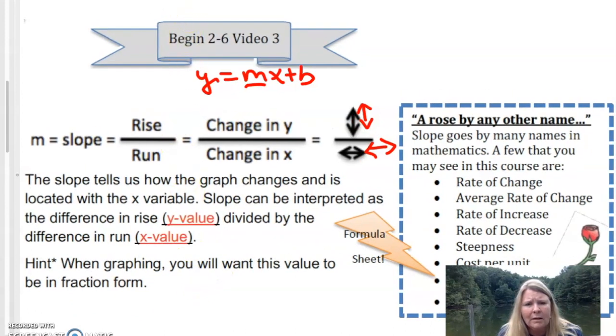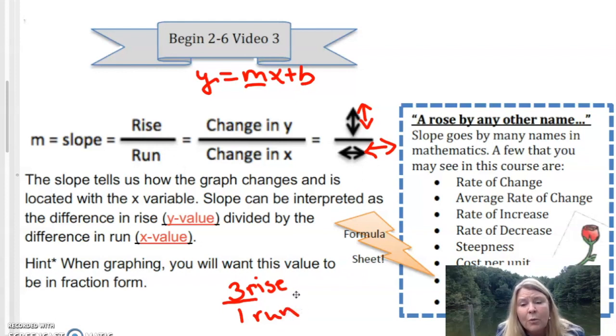So if you have a whole number, like 3, then if you'll remember, we want it in fraction form, so we would do 3 over 1. The 3 being the rise, and the 1 being the run.